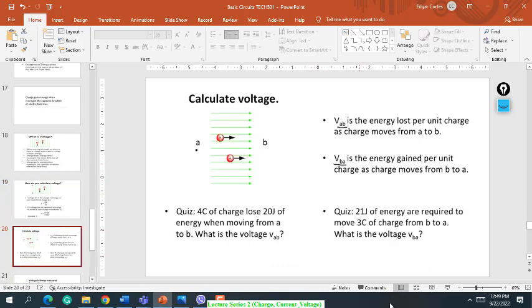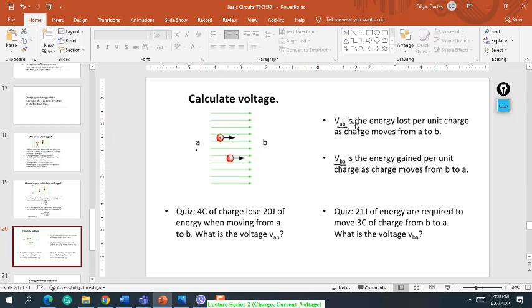So for example, we have a voltage here. Calculate the voltage from point A to point B. V_AB is the energy lost per unit charge as the charge moves from A to B. V_BA, by the way, is the energy gain.